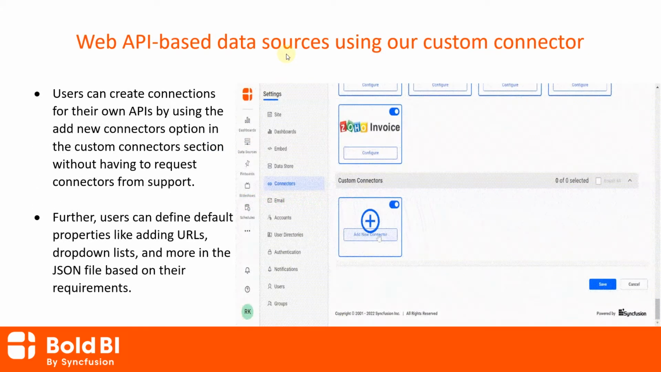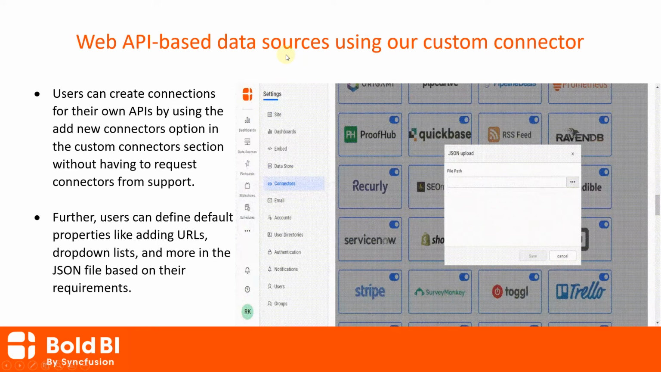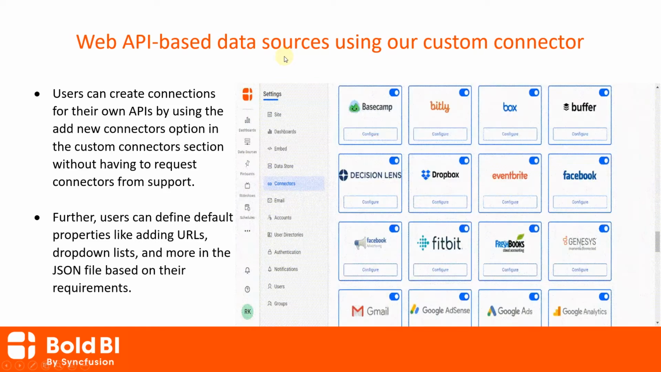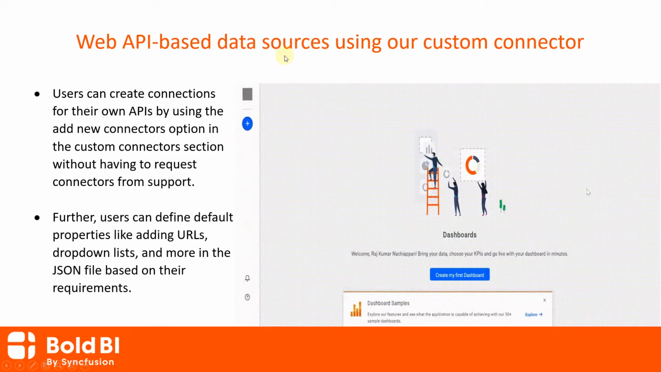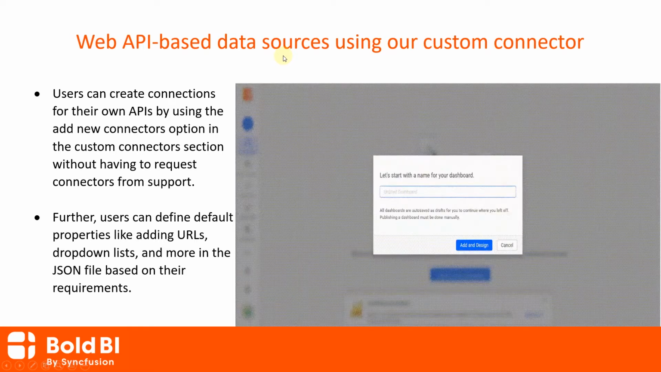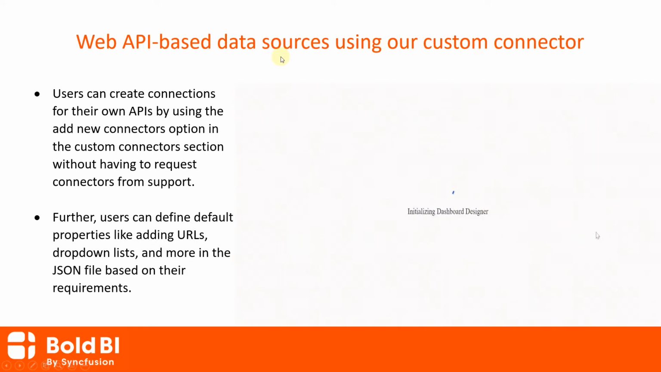You can now create web API-based data sources using our custom connector enhancement. Users can create connections for their own APIs by using the Add New Connectors option in the Custom Connectors section without having to request connectors from support. Further, users can define default properties like adding URLs, drop-down lists, and more in the custom connector JSON file based on their requirements.